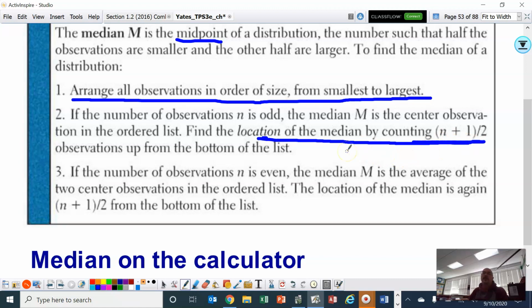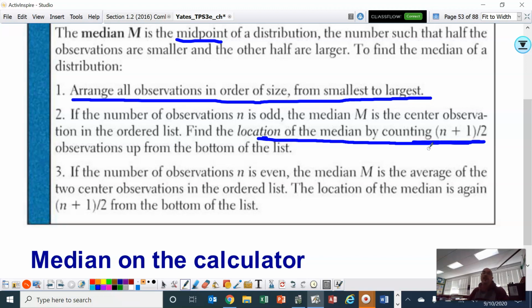Okay, that's just to locate where it is in the list. Is it the 10th number? Is it the 10th and 11th number? So that's what you would do to locate where the center of that data set is. But you should be able to do that in your head. Okay, if you've got 21 numbers in a list, the middle number would be the 11th one.